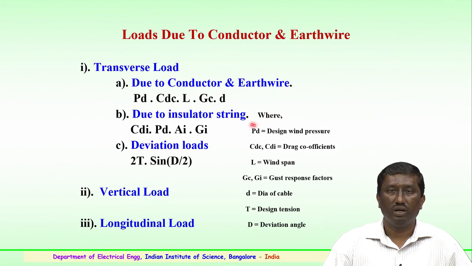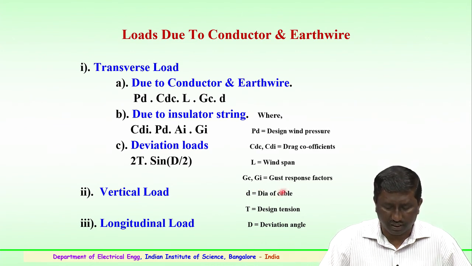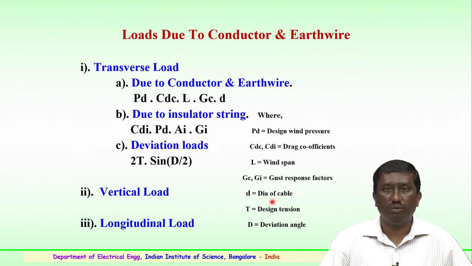So, PD is the design wind pressure at that area where the transmission tower exists, CDC and CDI are the drag coefficients of the wind due to the conductors and insulators, and L is the wind span. GC and GI are gust response factors. D is the diameter of the conductor or the cable, T is the design tension and D is the deviation angle. So, these are the parameters which have to be borne in mind while calculating the loads due to the conductor and also the earth wire.